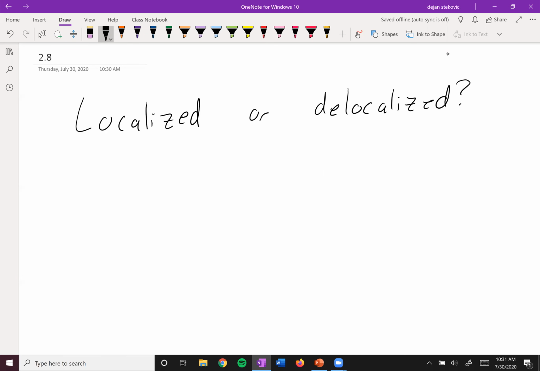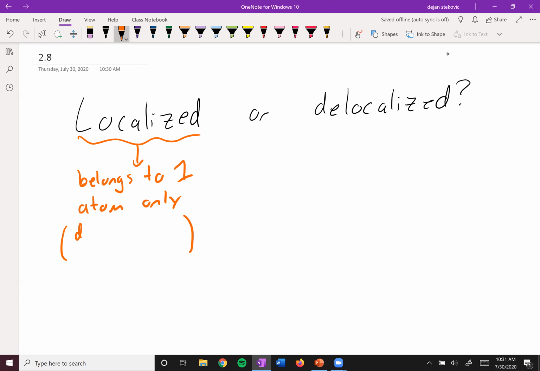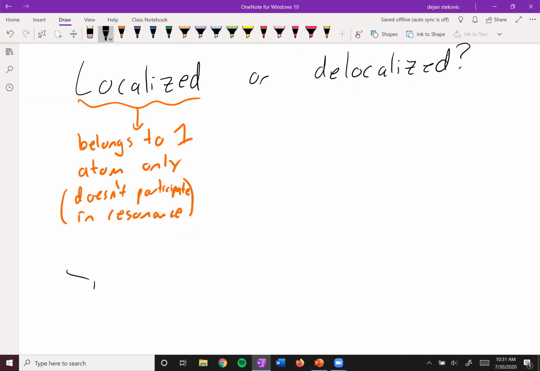All right, so let's talk about another example in which these Lewis structures might lie to you. And that's when talking about, are these electrons localized or delocalized? So localized just means that it only belongs to one atom, and so it doesn't participate in resonance. Something like this compound, for example. There's no resonance structures that involve this lone pair right here, and so they strictly belong to this oxygen, and so we say that it's localized.